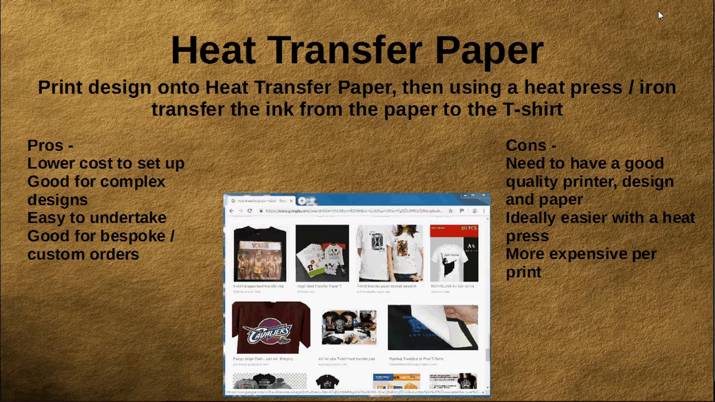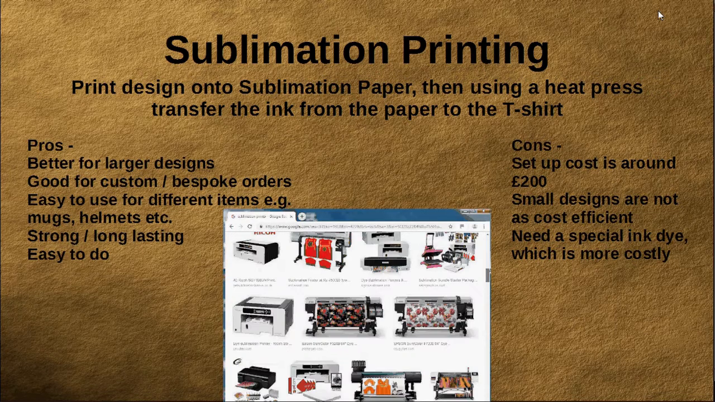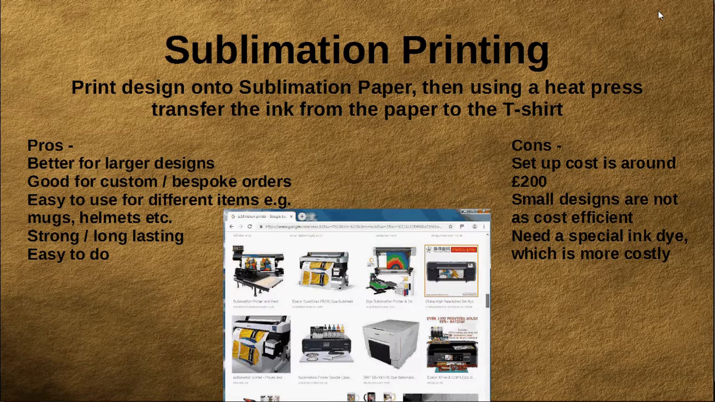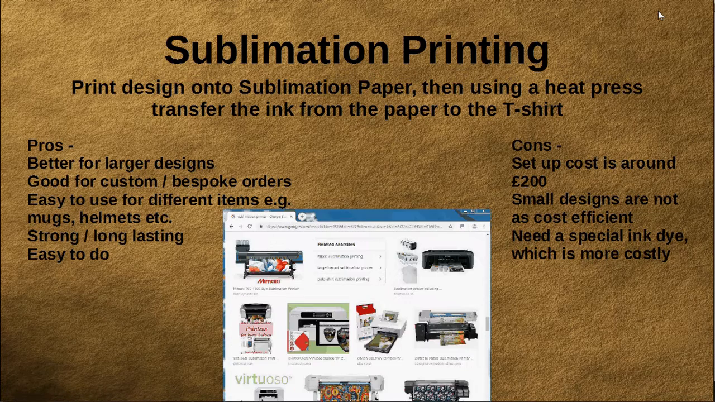The final one we're going to look at is sublimation printing. This is where a design is printed onto a sublimation printer paper using a special sublimation printer using special sublimation ink, and then a heat press transfers the ink from the paper to the shirt. It's better for large designs. A lot of the designs that you see where an entire t-shirt is covered in a design, that's often sublimation printing. It's good for custom and bespoke orders.